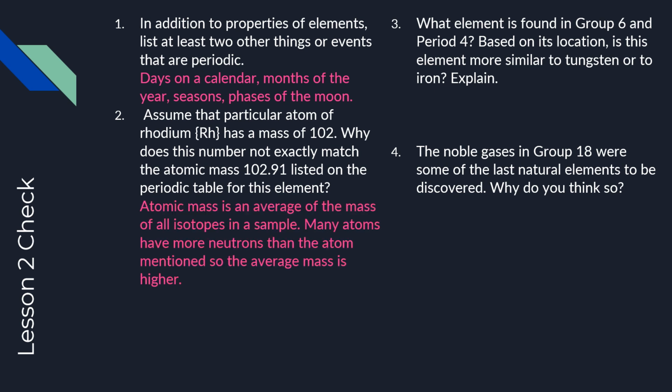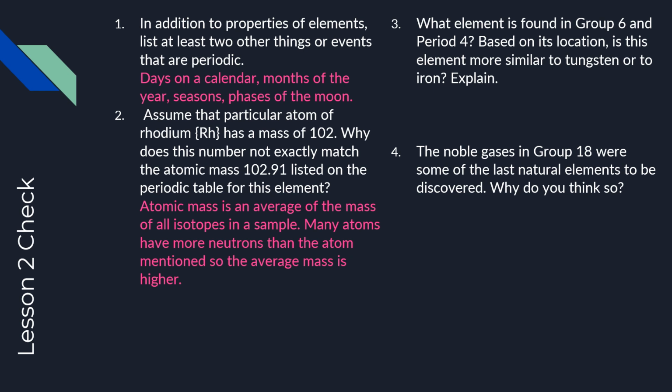An atomic mass is an average of the mass of all isotopes in a sample. Many atoms have more neutrons than the atom mentioned, so the average mass is higher. And remember that an atom that has more neutrons is called an isotope.